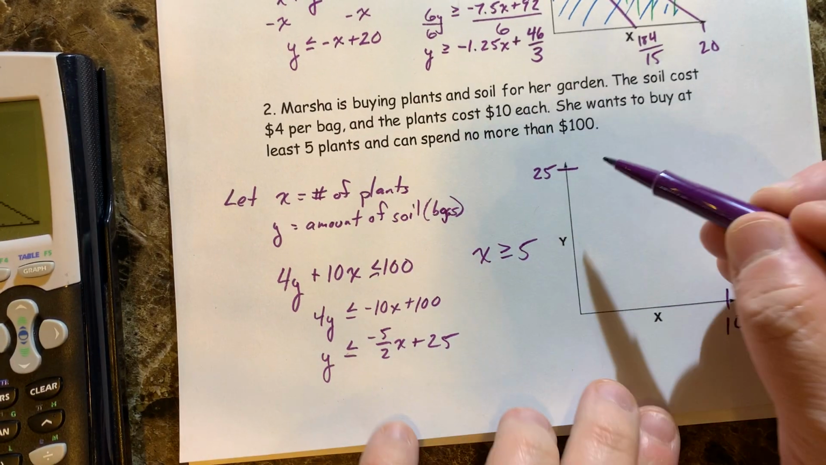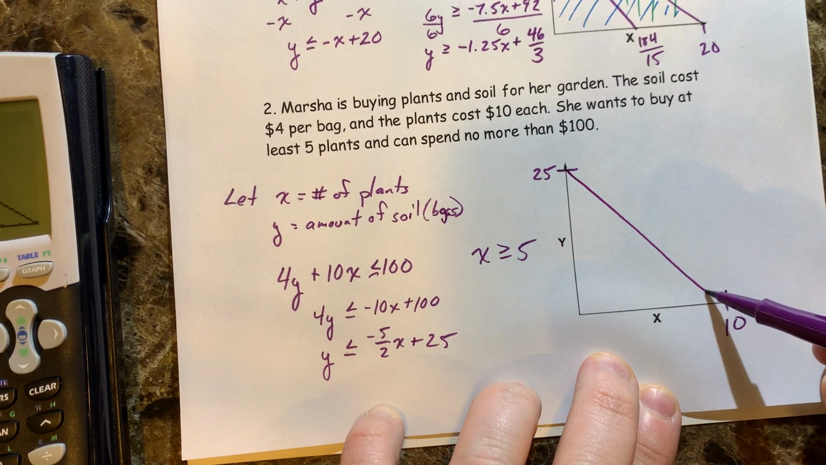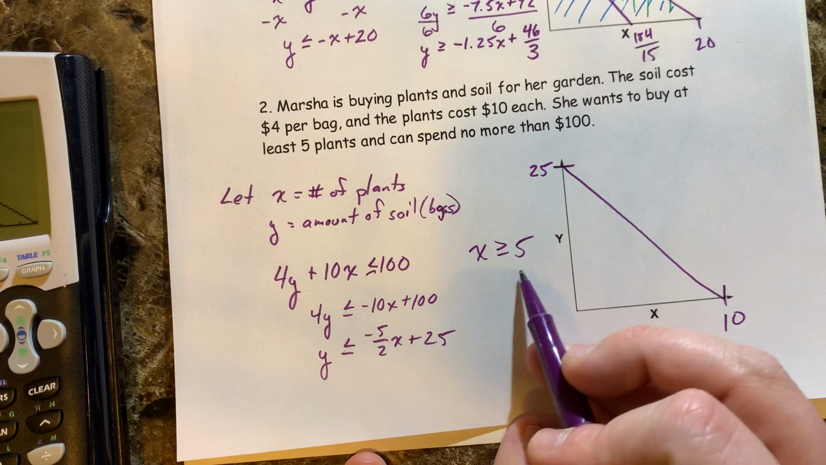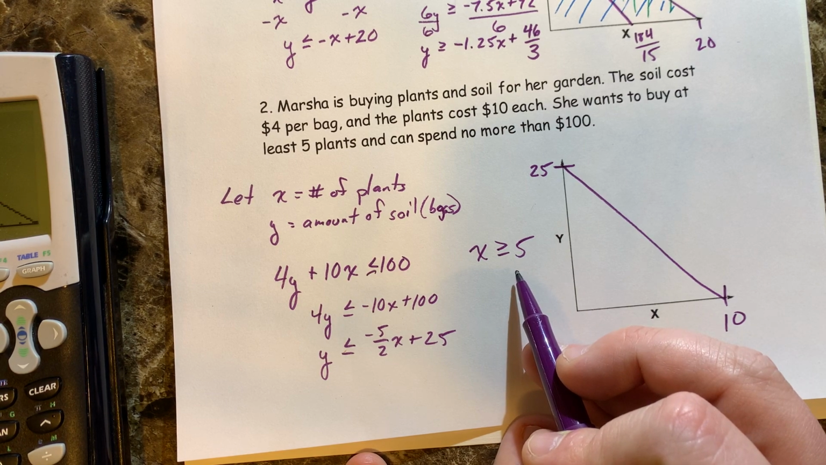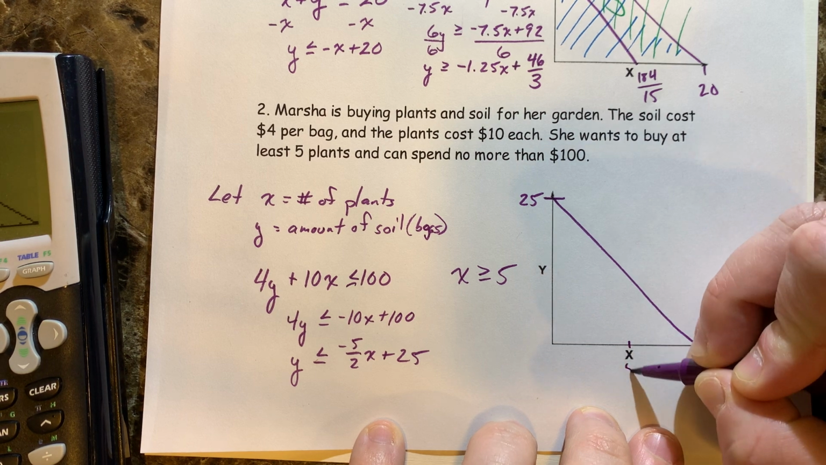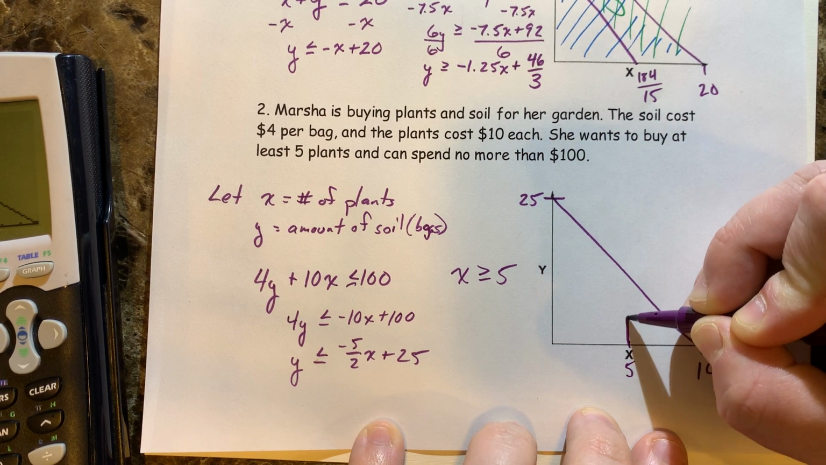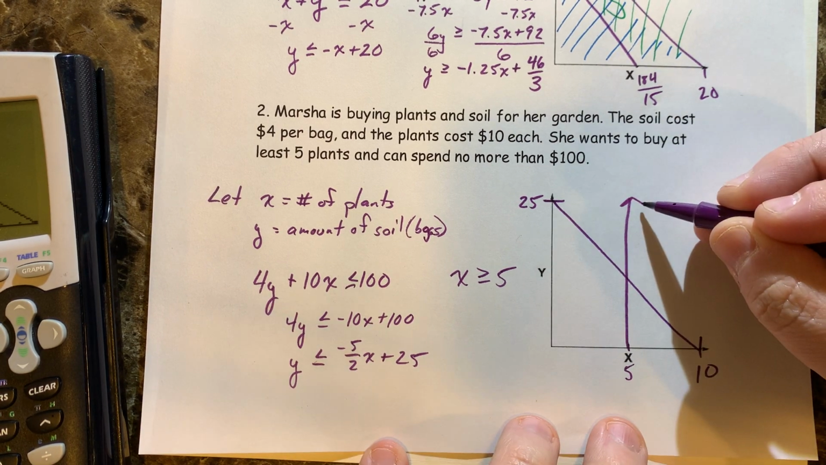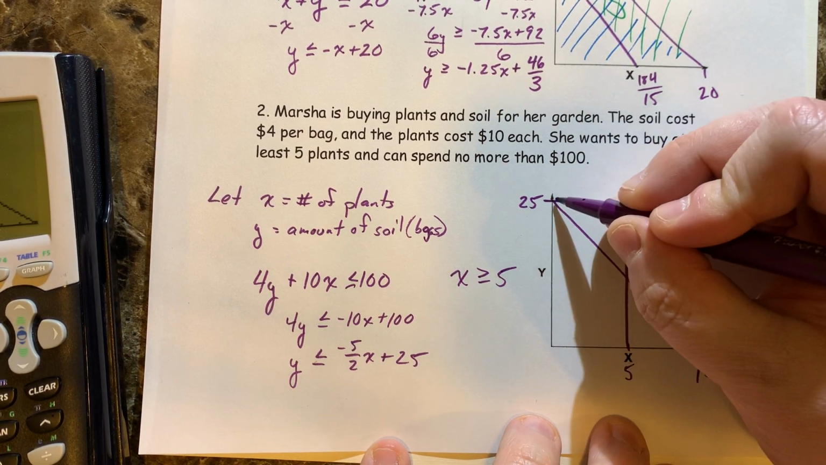So we can go over here now. There is one of my lines. The other one is just a vertical line that is supposed to be x equals 5. So here's where 5 would be. So we can go ahead and graph that in. Notice I put an arrow on this one because that does continue on forever.